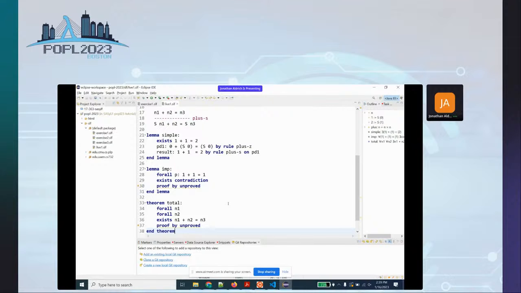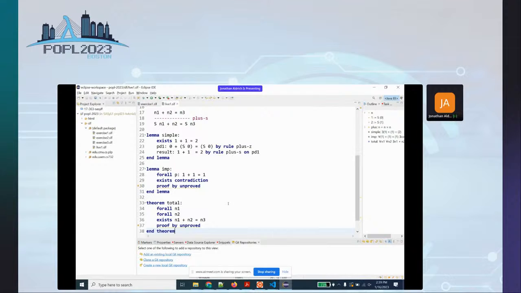Yes? In the latter two lemmas, there is a proof by unproved. In the first one, there is no proof by unproved, but the proof by unproved kind of denotes the end of the theorem statement. Proof by is just a shorthand. I could have said proof by rule plus S here. Okay, but how do you syntactically denote that this is the end of the theorem statement? After you say exists, then it's the proof until you have the end. It's really very simple, nothing terribly fancy. Usually the last thing is going to be proof by, whatever.